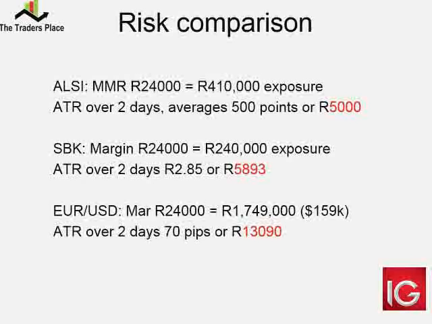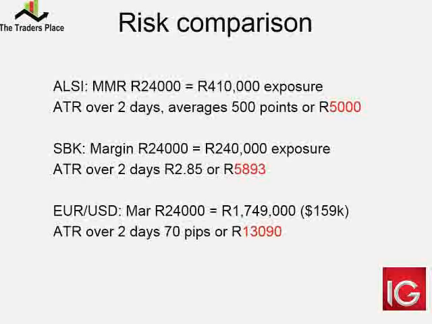I then said, okay, fine, how do we measure risk without looking at money management and all that stuff? The simple way is to look at volatility. So I took an average true range over 2 days, average true range being the true range added together divided by 2. Average is around 500 points on the Aussie at the moment, and that would be a value of 5,000 Rand. So if you got the average return, you get 5,000 Rand. If you were wrong, you'd lose 5,000 Rand.